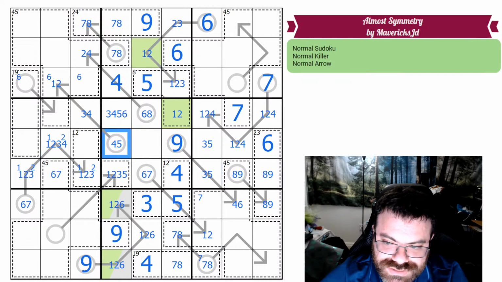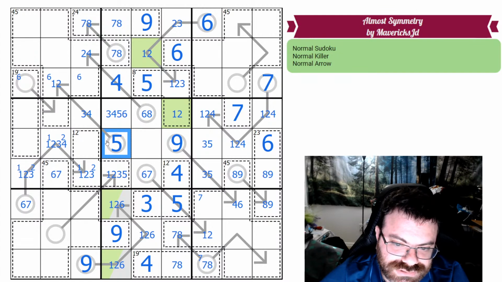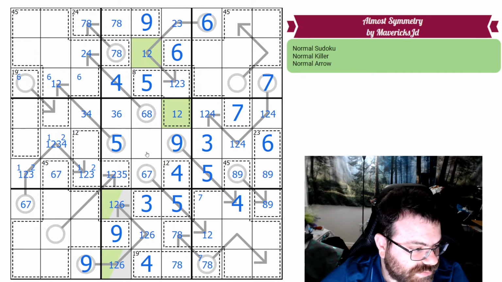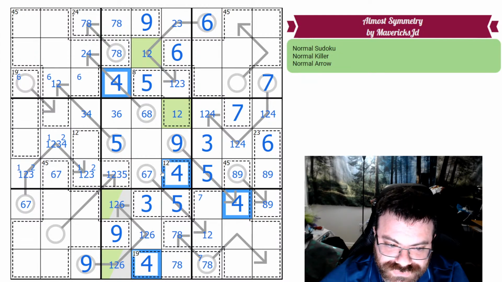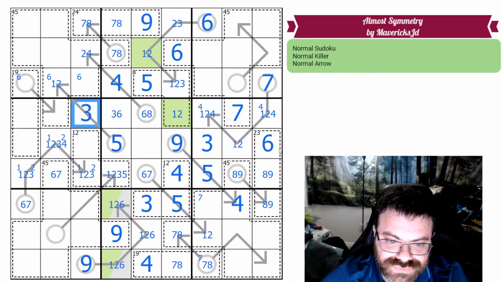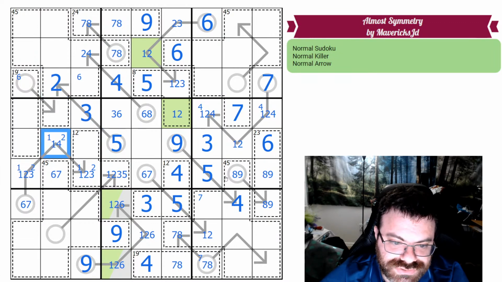There's a 4 in the box. This is 5. This is 3 and 5, so this is 4. This is not 4 or 5. This is not a 4, so 4 is in one of these two. So this is 3. This is 2. This is not 2 or 3. None of these are 3.